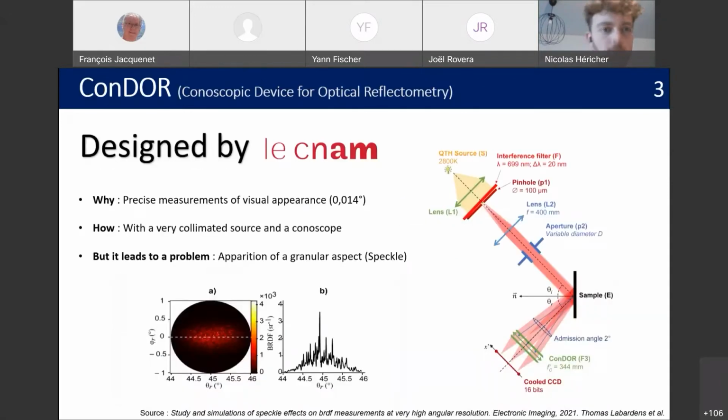Okay, so sorry. The CONDOR, which is short for conoscopic device for optical reflectometry, is in fact a goniophotometer, and it has been designed by the CNAM to make precise measurements of visual appearance. So it can measure BRDF at the resolution of the human eye, which is approximately 1/100th of a degree, thanks to a very collimated source and a conoscope for detection. The problem is that the very high-resolution measurements made with this setup revealed an unexpected granular aspect that has proven to be speckle.